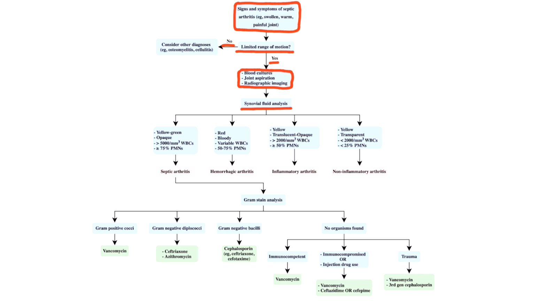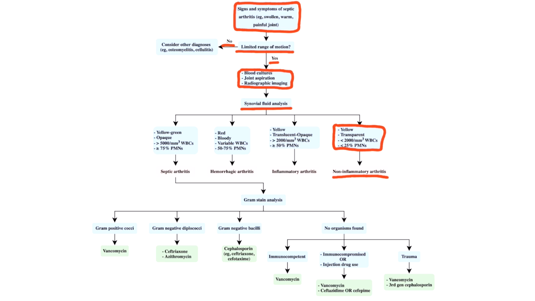Synovial fluid should be sent for analysis. Based on gross appearance, the color, white blood cell count, and percentage of neutrophils can help identify the type of arthritis. If the synovial fluid is yellow and transparent with a white blood cell count of less than 2,000 and less than 25% neutrophils, this suggests a non-inflammatory arthritis, such as osteoarthritis.